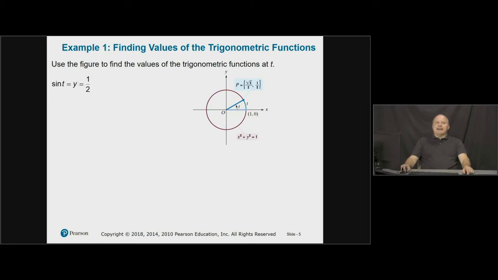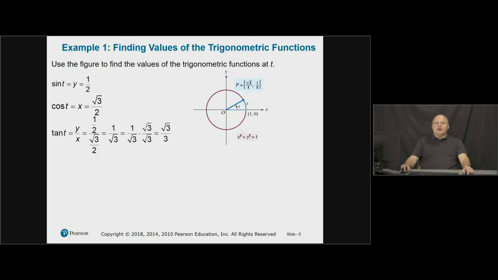So the sine of that angle t, whatever that angle t is, is the y-coordinate. And if you look at the graph, the y-coordinate is 1/2. The cosine of t, which is the x-coordinate, is the square root of 3 over 2. The tangent of t is the y-coordinate divided by the x-coordinate. Well, the y-coordinate is 1/2. The x-coordinate is the square root of 3 over 2. If you invert and multiply, that gives you 1 divided by the square root of 3.